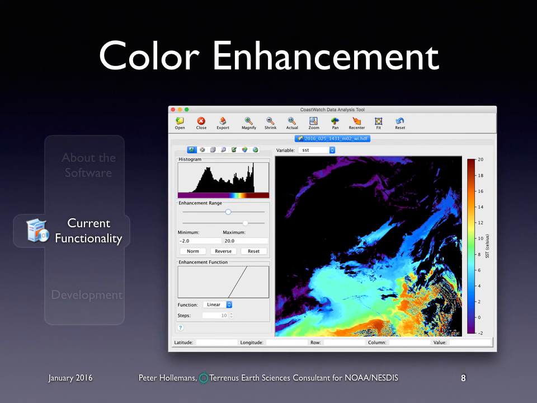The next example here shows color enhancement, which is taking a range of values and a palette and applying it to the data set so that you can see a color image of the data. This is one of the most common usages of the CoastWatch Data Analysis Tool, CDAT.